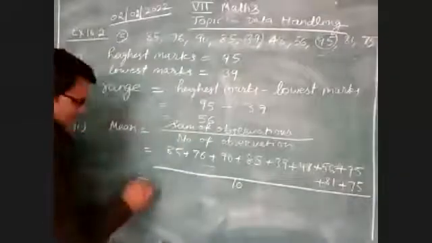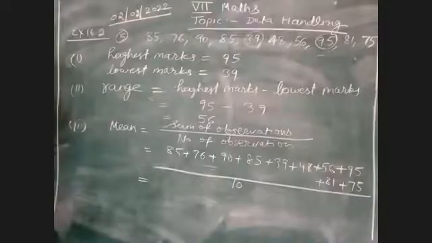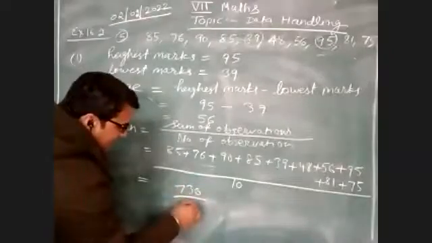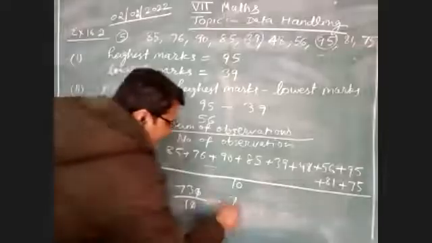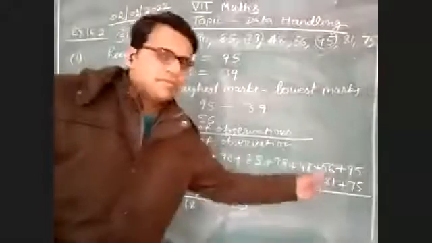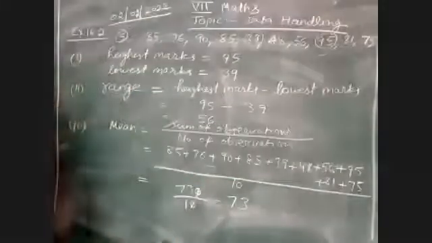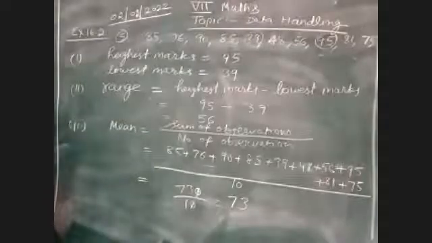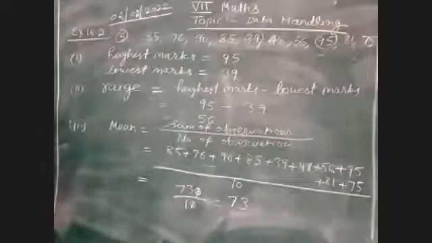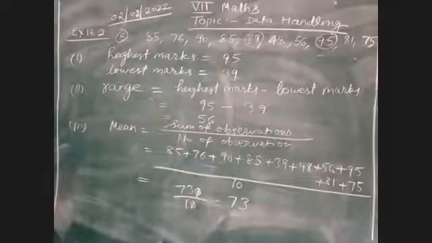Now you have to add up all these observations. After adding you will get 730 divided by 10 and the mean will become 73. This is the addition of these numbers, these observations is 730 divided by 10, you will get 73. Okay students, so this is your fifth question of the 16.2 exercise. Now we will try to solve the sixth question. You have to read the sixth question.